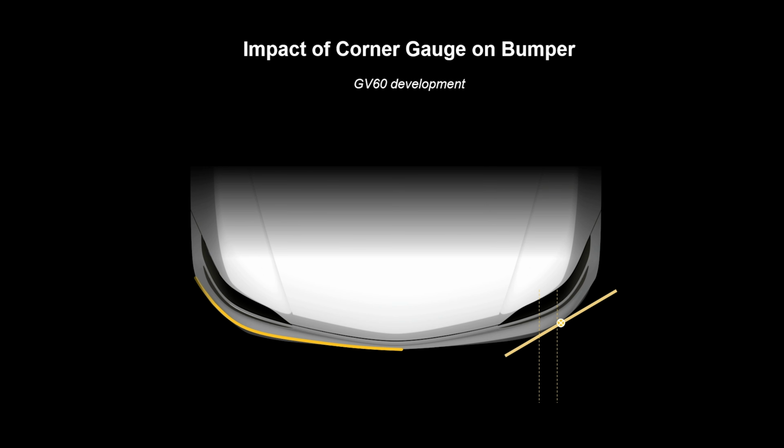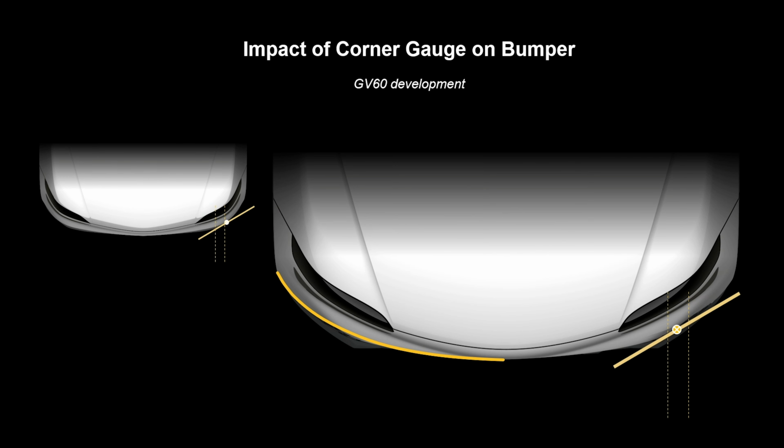Let me show you a real example. This is from the early design phase of GV60, one of our production models. When we checked it against the regulation, we realized the contact point wasn't within the allowed zone. You can see how the bumper design eventually changed here in the final version.